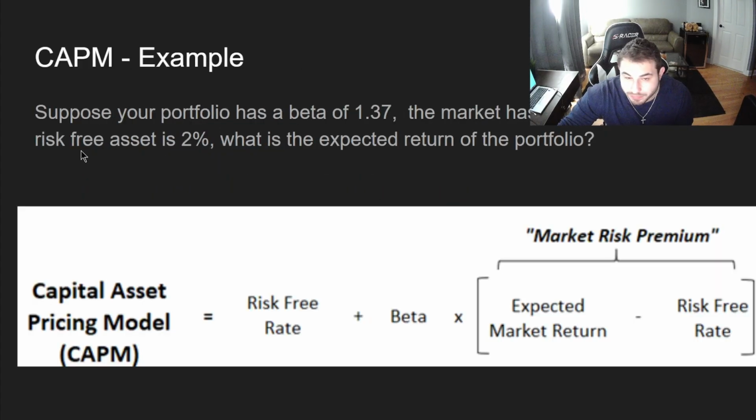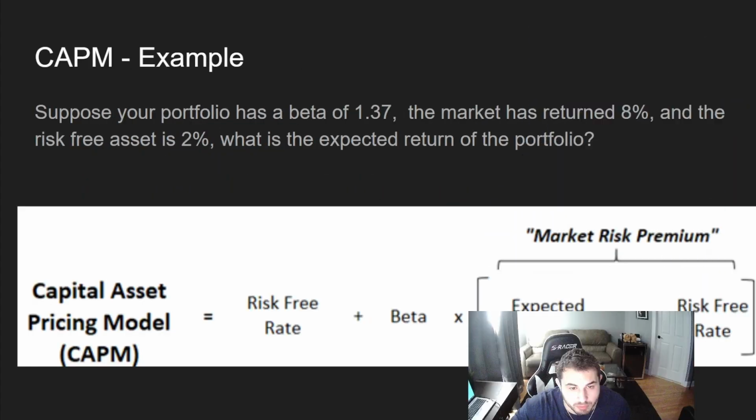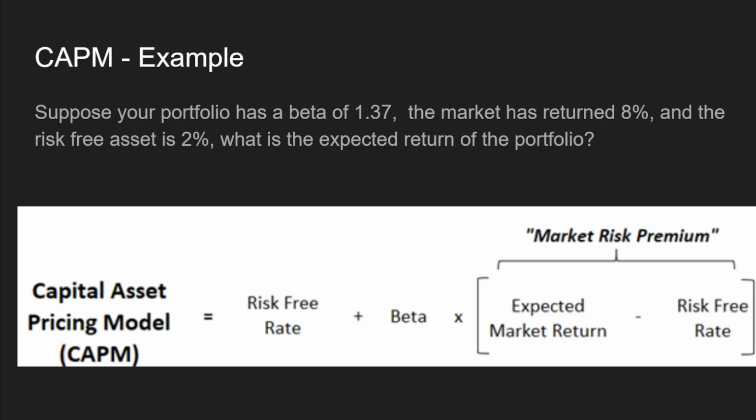And here I have an example for you. Again, let me move my head. So suppose your portfolio has a beta of 1.37, the market has a return of 8%, and the risk-free asset is 2%. What is the expected return on this portfolio? And I'll give you a second to do the math, and I have the answer here on the next slide.